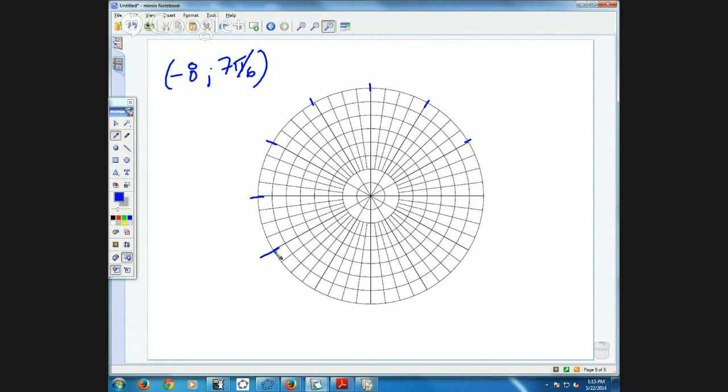Right there. If it was positive 8, then I would head out this direction. But it's negative 8, so from the origin, which is also called the pole, I need to head out that direction. So there's my point.